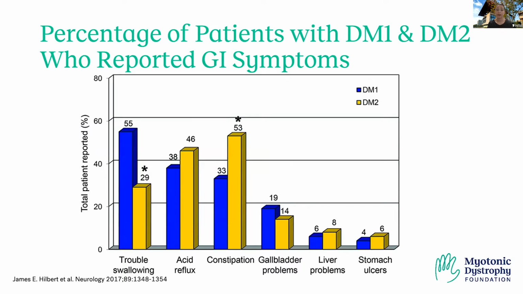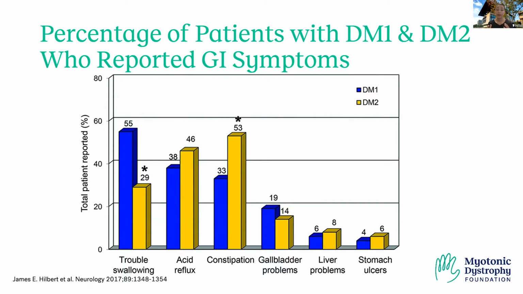In a study where the majority of the patients had myotonic dystrophy type 1 and some patients had myotonic dystrophy type 2, we looked at the GI symptoms. What we have learned from our patients is that patients with type 1, shown in blue, as compared to type 2, shown in yellow, seem to have more symptoms related to abnormal swallowing, difficult swallowing, and patients who have type 2 have more prominent symptoms of constipation as compared to type 1.